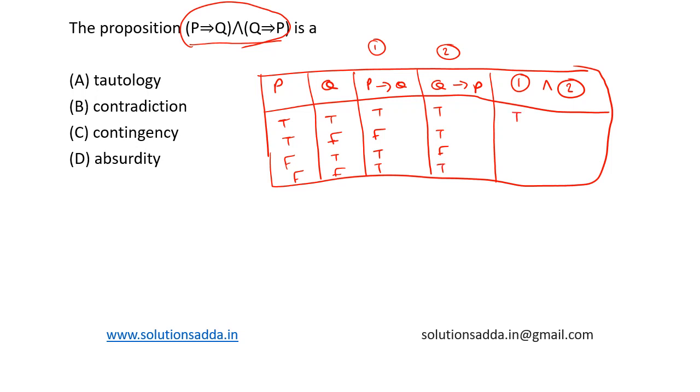For true and true, it is true. True and false, it is false. True and false, it is false. True and true, it is true. Since the final result is not completely tautology and not completely contradiction, we can say a proposition is a tautology if it returns true for all truth table values. It is a contradiction if it returns false for all truth table values. Here it is neither. So a proposition which is neither tautology nor contradiction is a contingency. So based on the options, option C is the correct answer.